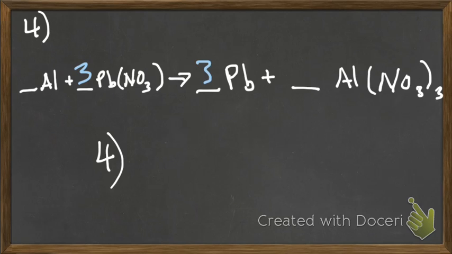Now let's go through and double check. We have 1 aluminum on the left, 1 aluminum on the right, aluminums are balanced. We have 3 Pbs on the left, we have 3 on the right, those are balanced. We have 3 NO3s on the left, we have 3 NO3s on the right, those are balanced, so this equation is now balanced. Alright, now we are moving on to part 2.